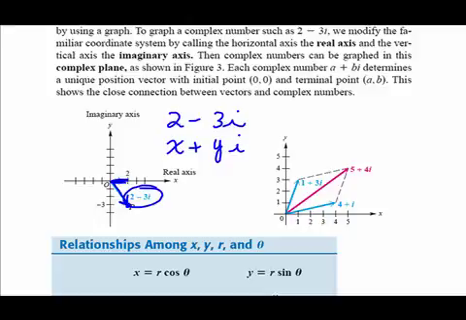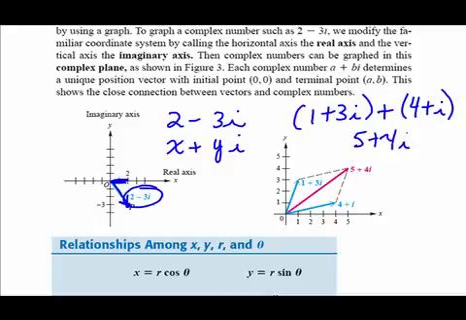And guess what? The parallelogram rule holds true. If you were to take 1 plus 3i and you want to add to that the complex number 4 plus i, you and I just got done talking about how we add complex numbers together. We add the real parts, we add the imaginary parts. What do we get? We get 5 plus 4i, which ends up being the diagonal vector. You see that? When we add the two blue vectors together, we get the red vector, which is the 5 plus 4i vector. It's pretty amazing.